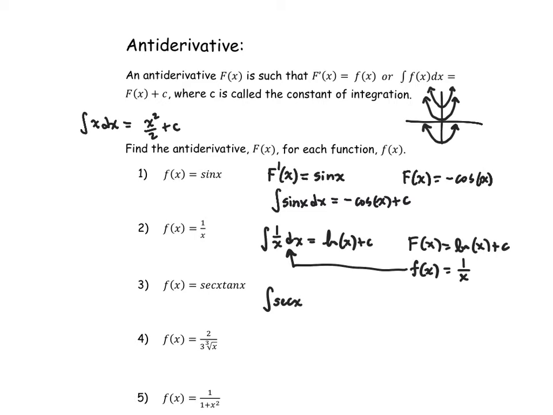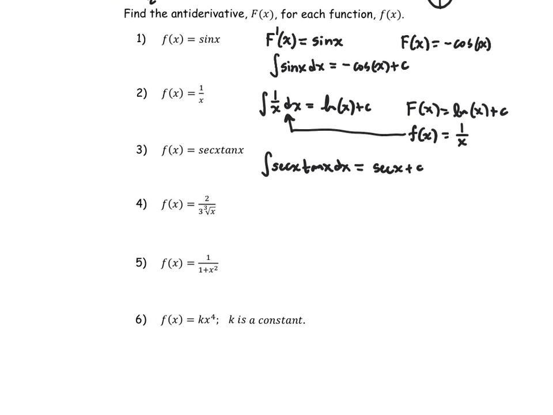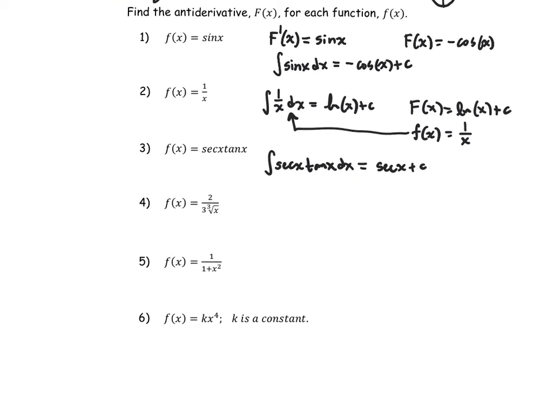So the integral of secant x tangent x dx is the function whose derivative is secant tangent, which is secant x plus c. Okay, the next couple I've tried to throw somewhat of a tricky setup. f of x in number 4, the integral of 2 over 3 x to the 1/3 power dx is equal to x to the 2/3 power plus c. And you can always differentiate that right side in order to determine whether or not your quote-unquote guess is correct.